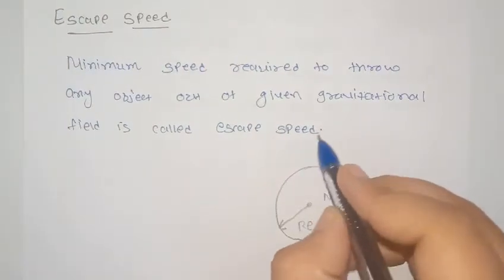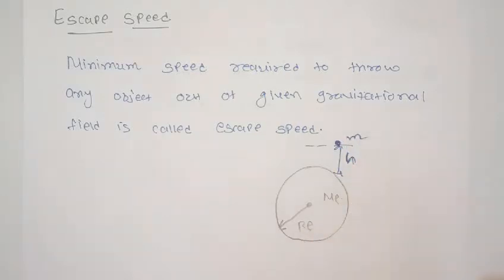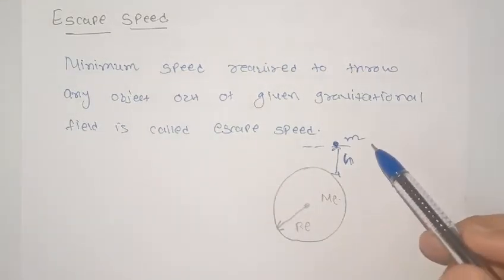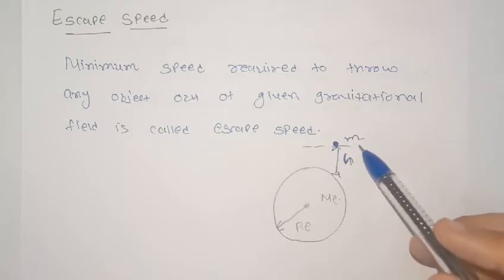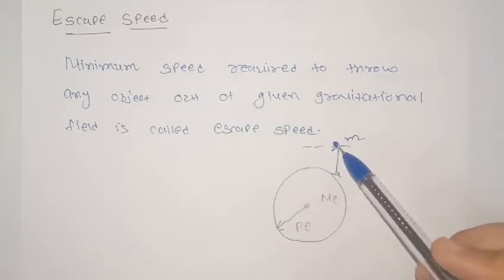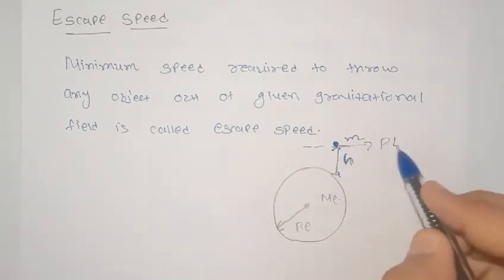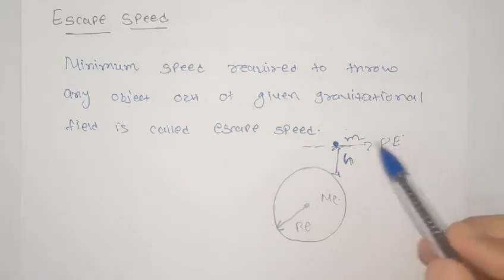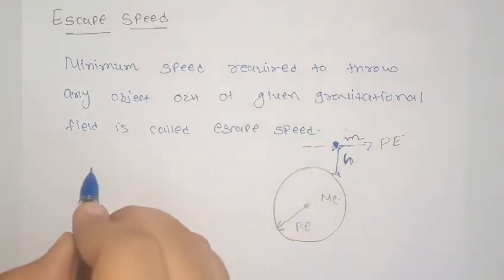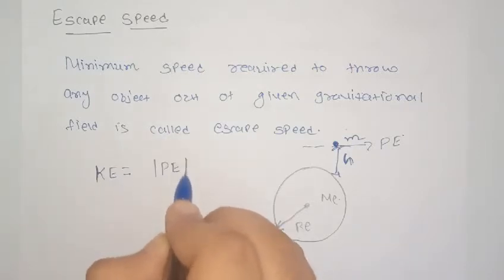We are throwing an object of mass m from height h from the surface of Earth. Now, to throw the object out of the gravitational field, we have to provide the kinetic energy that is equal to the total energy of this object at this place. This object is at rest at this place, so it is just having a potential energy. So we have to provide the same amount of kinetic energy in order to escape it from the gravitational field. So the kinetic energy required will be equal to the magnitude of potential energy.